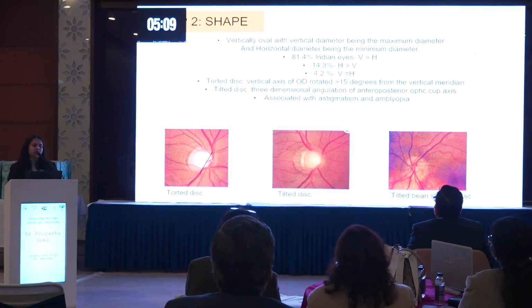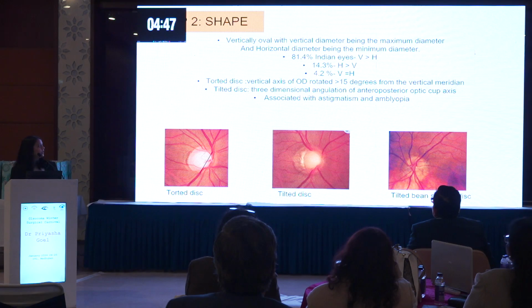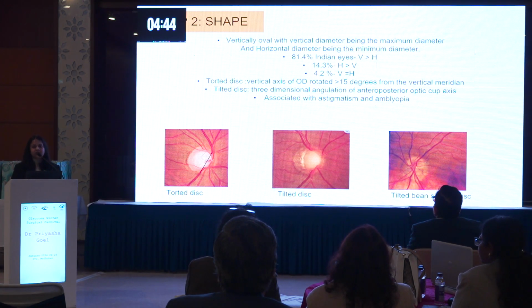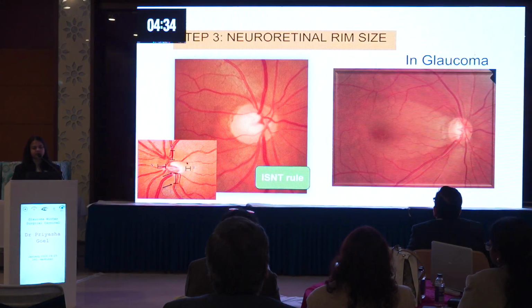Second is the shape. Usually the disc is vertically oval, and sometimes it can be torted, which is rotated more than 15 degrees from the vertical meridian, or it can be tilted, which is three-dimensional angulation of the anterior-posterior optic cup axis. These are usually associated with astigmatism and amblyopia. The clinical implication is that if in a very young kid we see a tilted, torted disc, we need to rule out any refractive error and prevent amblyopia.